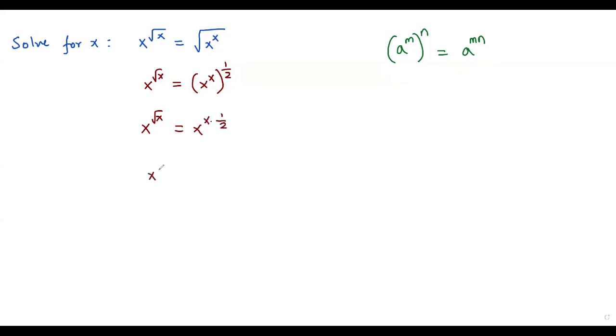So in the next step, x to the power square root of x equals x to the power. So when I multiply x and 1 half, I have to multiply this x by the numerator 1 over here. So when I do so, x times 1 is just x. I'm getting x over 2, the exponent.